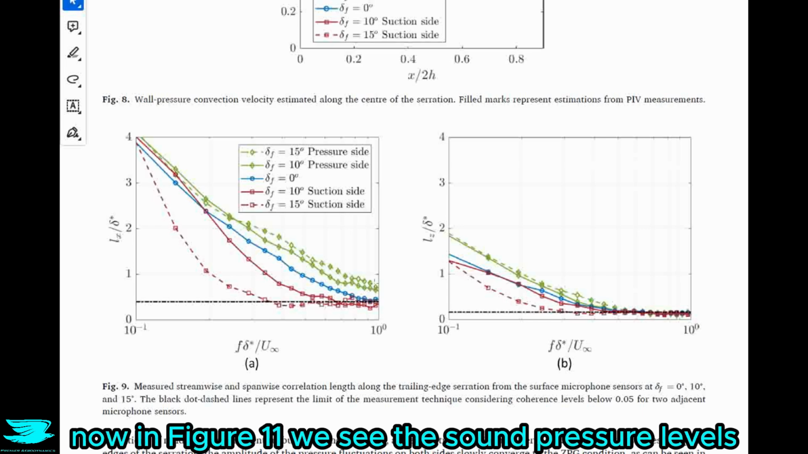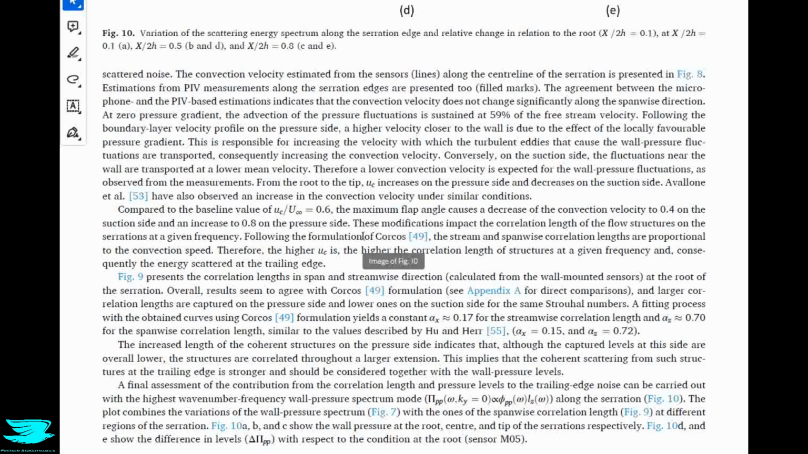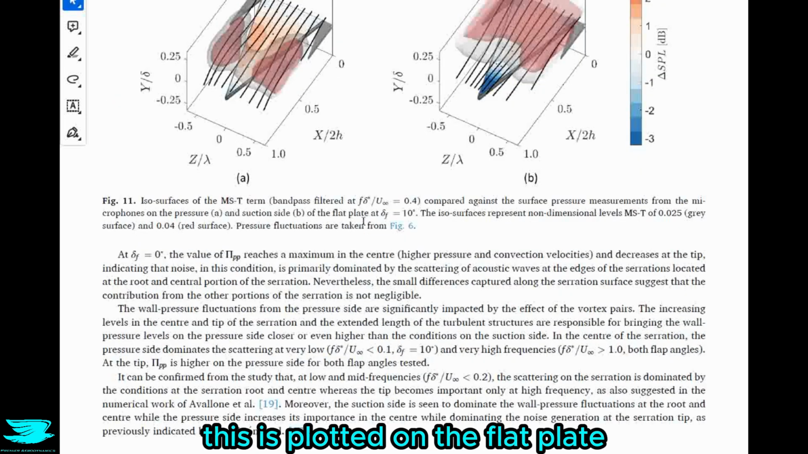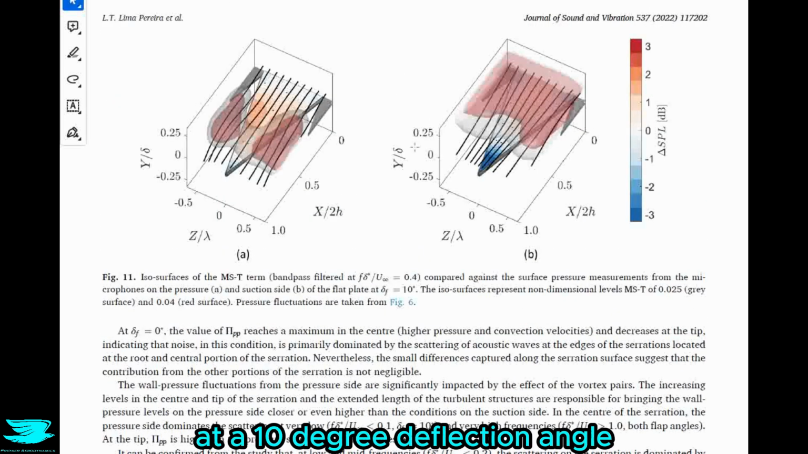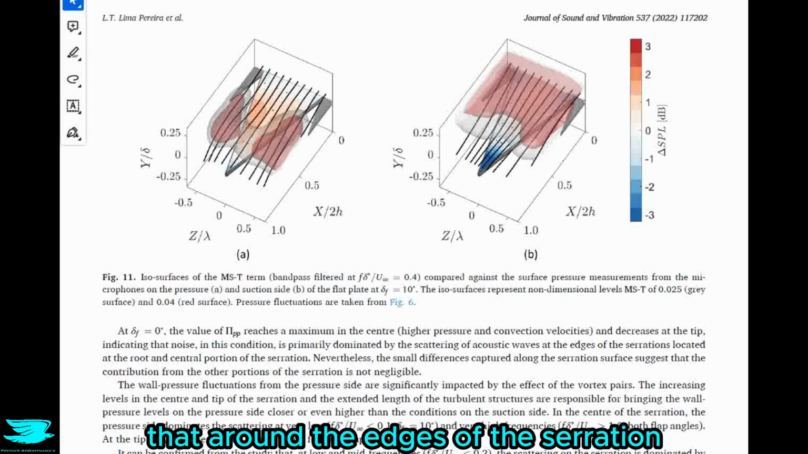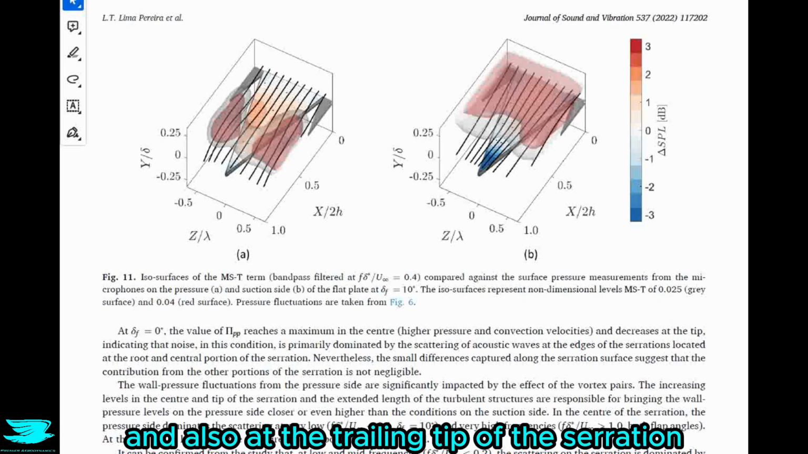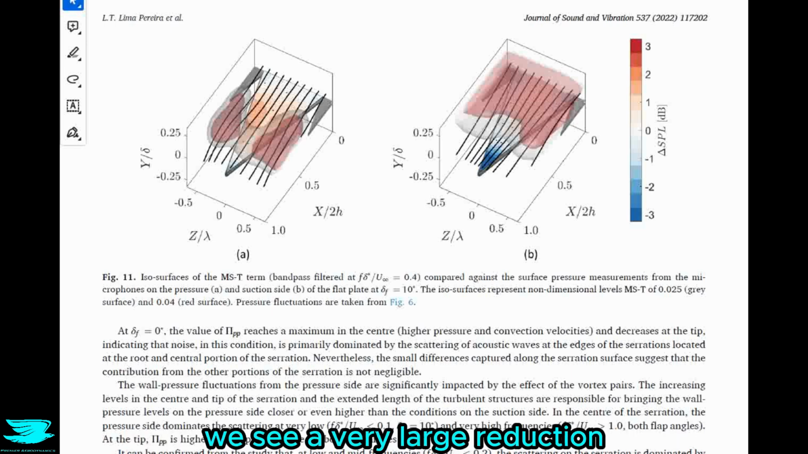Now in figure 11, we see the sound pressure levels, so the noise, and this is plotted on the flat plate at a 10 degree deflection angle. It is very clear that around the edges of the serration, so just around here, we get quite a lot of noise occurring. And also at the trailing tip of the serration, we see a very large reduction. So here, look how blue it is, like a 3 decibel reduction, both on the suction side and even on the pressure side, perhaps.